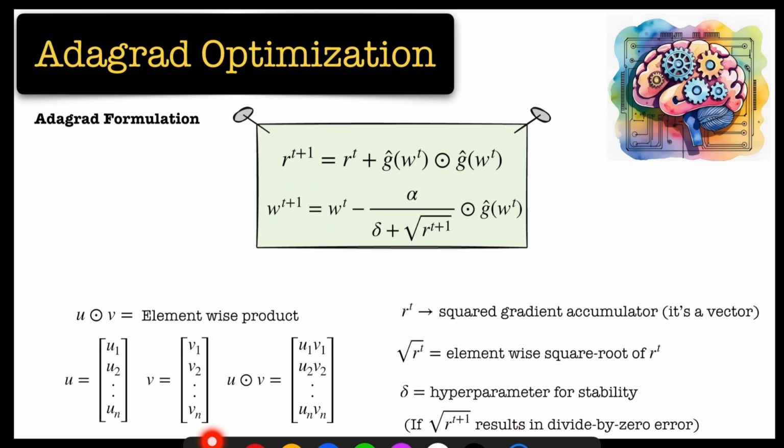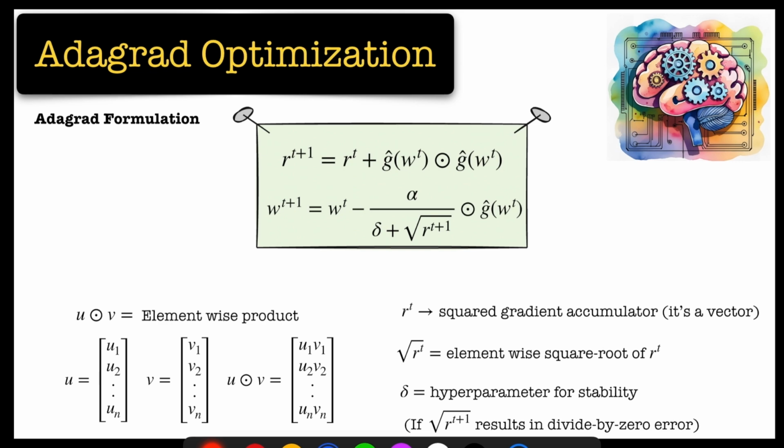Now here R(t) is the squared gradient accumulator, a vector, and the square root of R(t) is the element-wise square root of R(t). So if R(t) is one vector, the square root of R(t) is a different vector where each element is the square root of the corresponding element in R(t). Delta is a hyperparameter for stability. We'll see why we need it.